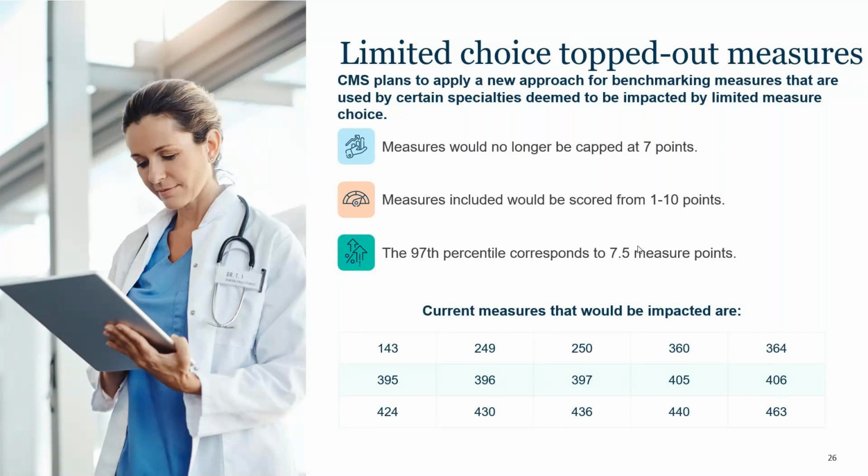And the 97th percentile for that measure corresponds to 7.5 measure points, giving those who fit into these brackets, which haven't been 100% determined right now, the ability to report on the measures that are the most meaningful to you and your patients, but also gives you the opportunity to score at least 7.5 points, where in the past, these mostly would be 0 or 3-point measures for people that perform very low.